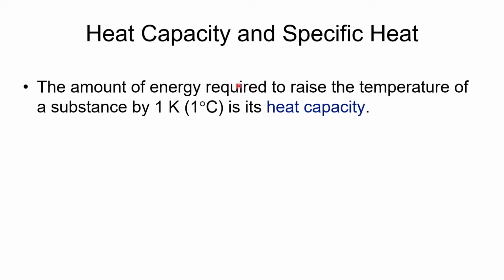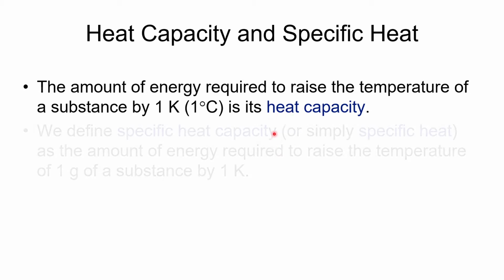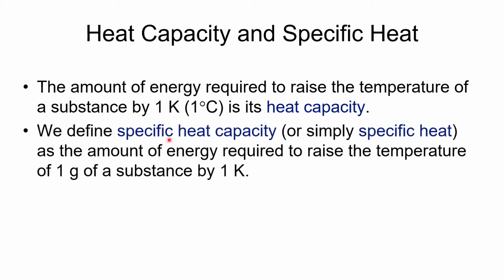This is an extensive property. If you have twice as much of the substance, your heat capacity will be twice as high. If you don't want an extensive property, you can divide by the number of grams, and that will give you the specific heat capacity. Sometimes that will be referred to specifically as the specific heat, and it is simply the amount of energy required to raise the temperature of 1 gram of a substance by 1 Kelvin, or 1 degree Celsius, if we wish. All right, and the reason I mention this is that we're going to use specific heat for one thing and heat capacity for the other thing when we talk about calorimetry here in just a moment.